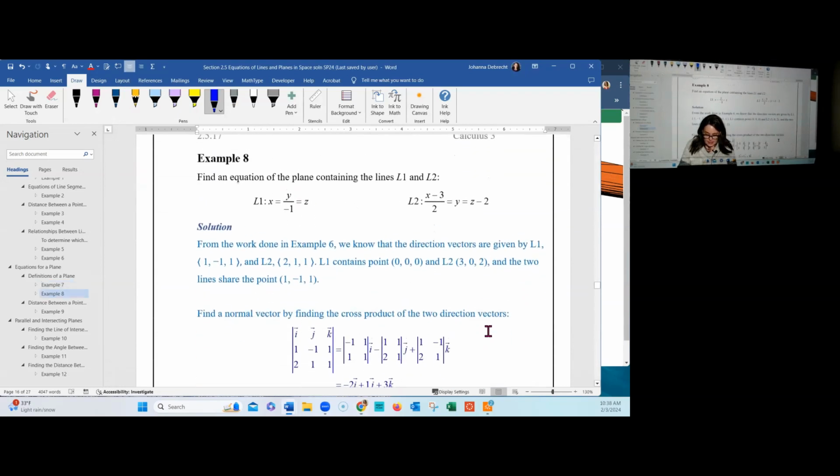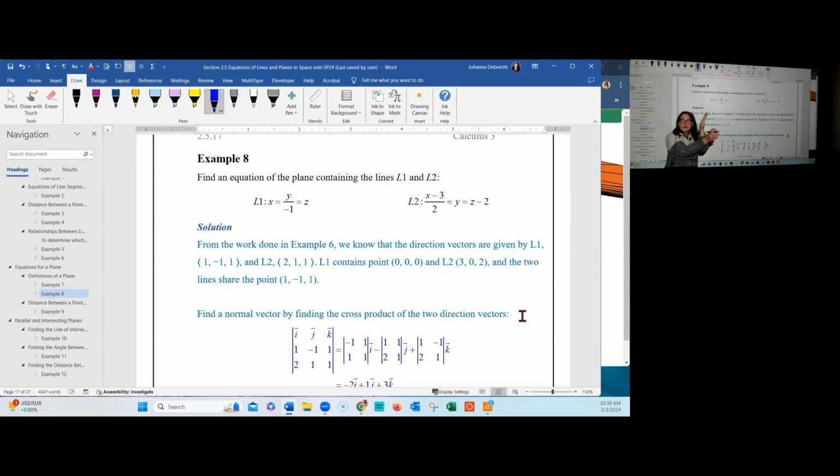Let's take a look at example 8. In example 8, we're instead given symmetric equations to two lines. Now these are the two lines that we used before in example 6, so we know that these two lines are not skew. They intersect at a single point, 1, -1, 1. So we have a point where they intersect.